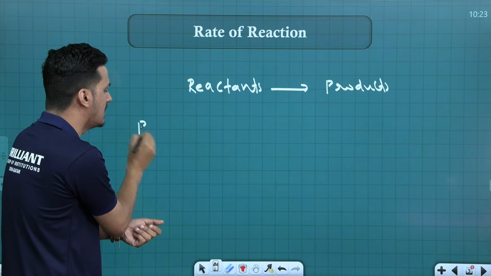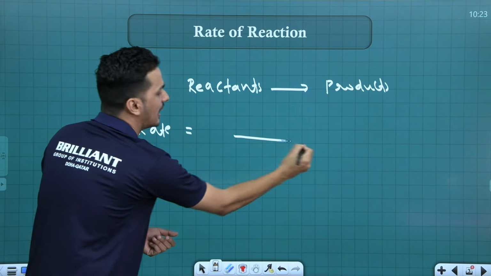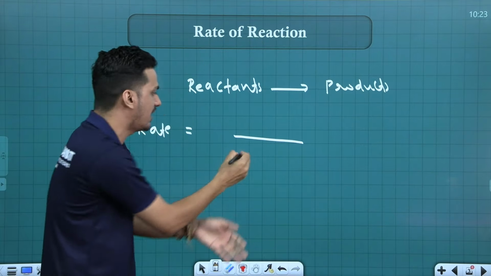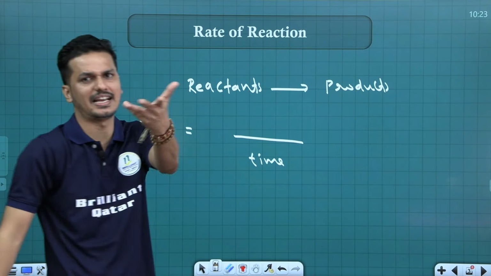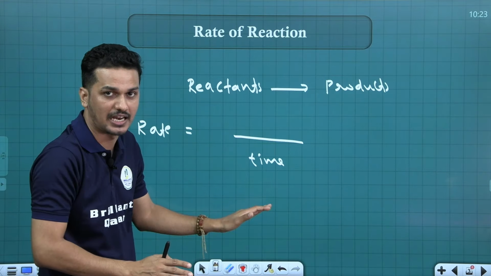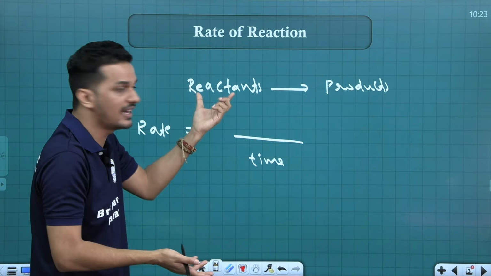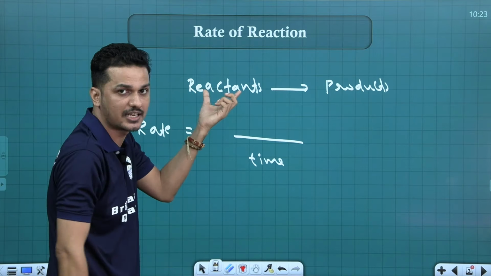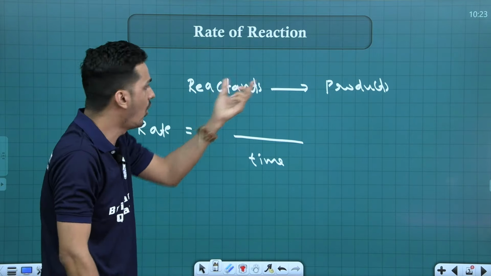Rate means something divided by time, correct? Like gradient means something divided by length. Likewise, rate means something divided by time. Here we can describe the rate of reaction in terms of reactants or in terms of products. In terms of reactants, the concentration is decreasing. So the rate of reaction in terms of reactants is the decrease in concentration of reactants divided by time.